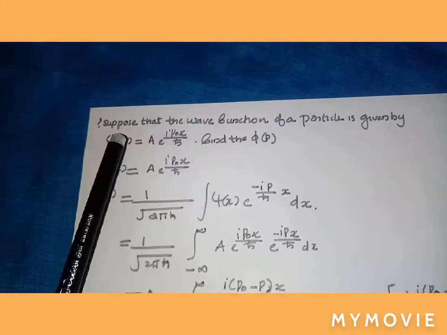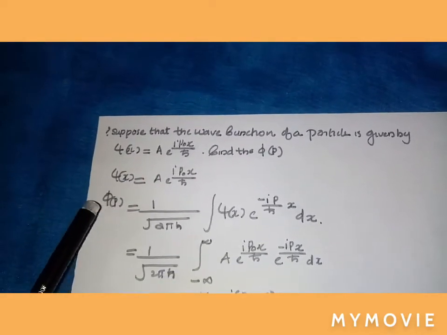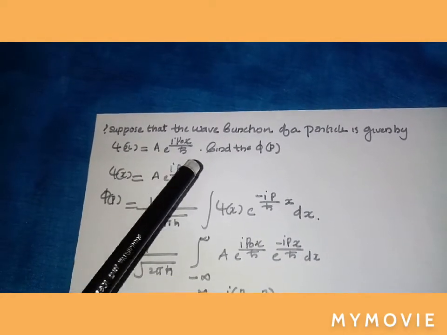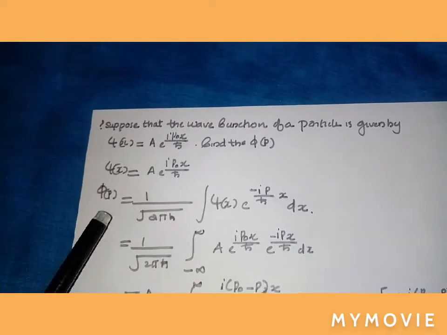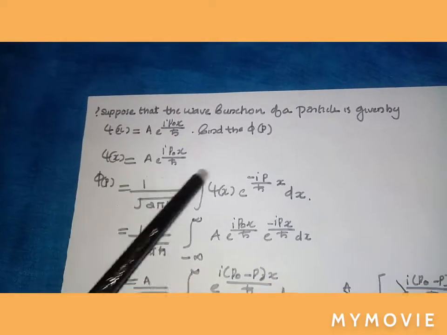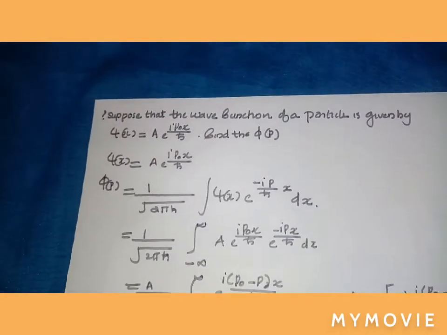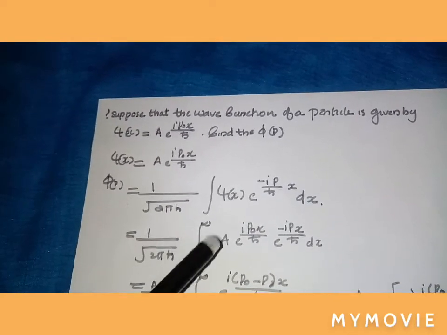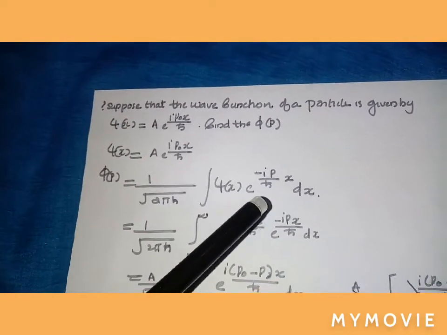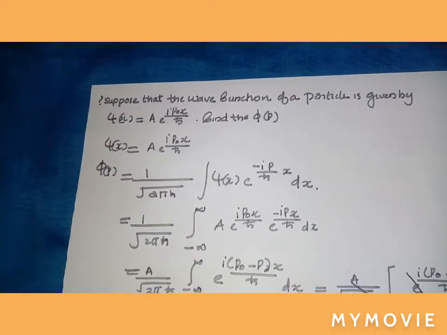Consider the question. Suppose that the wave function of a particle is given by psi of x is equal to a e raised to i p naught x divided by h cut. Find phi of p. So psi of x is equal to a e raised to i p naught x by h cut. So we can find phi of p by the formula 1 by under root 2 pi h cut integral psi of x e raised to minus i p by h cut x dx.